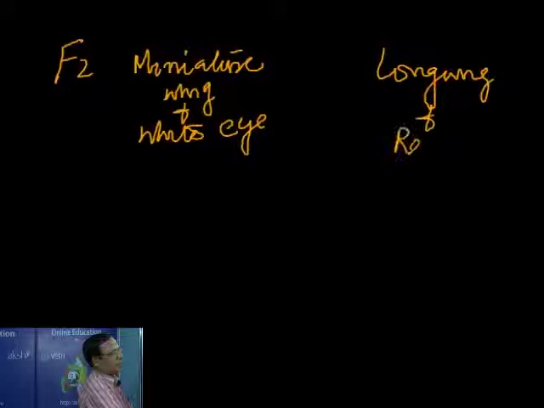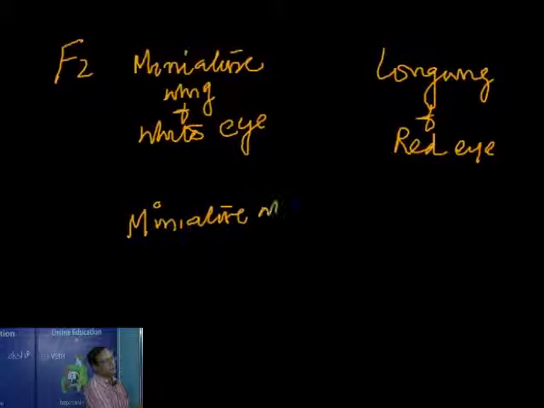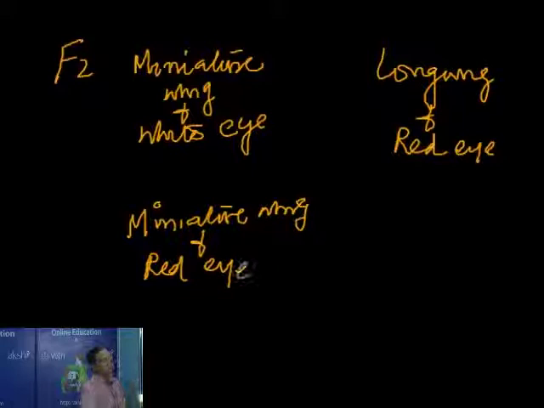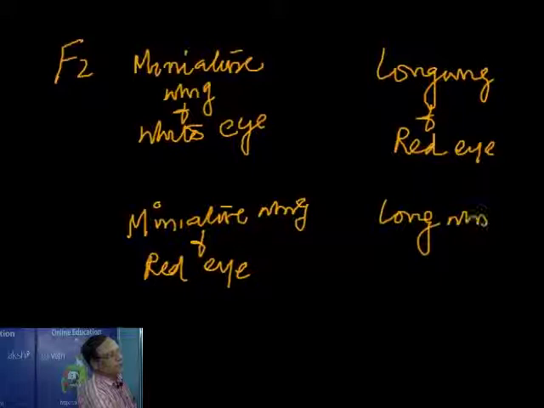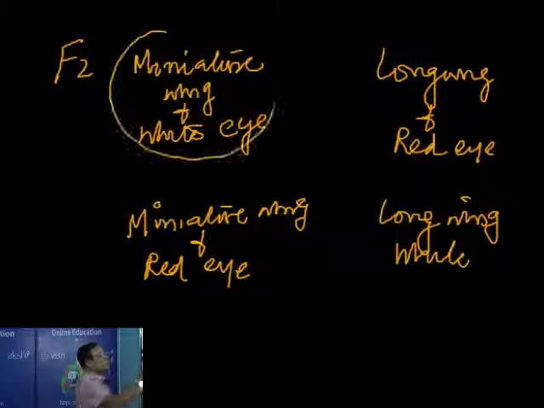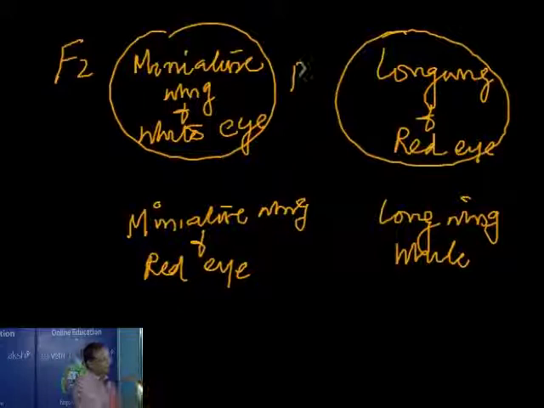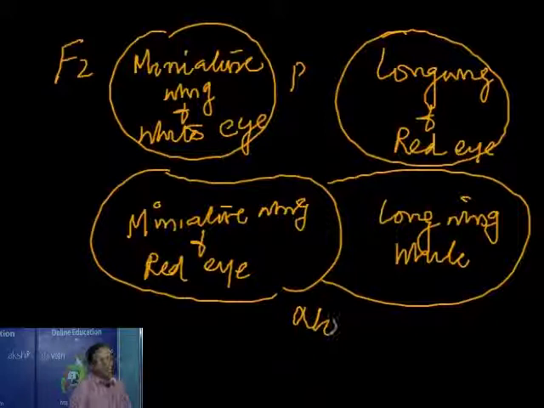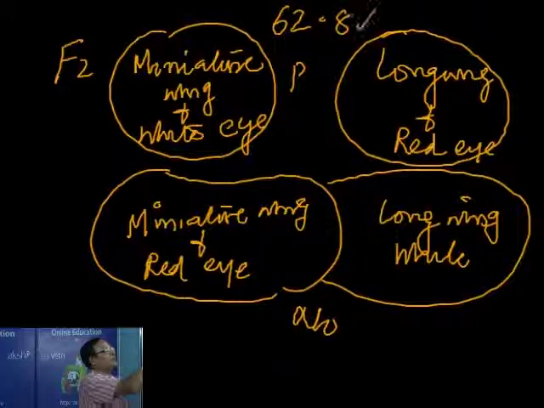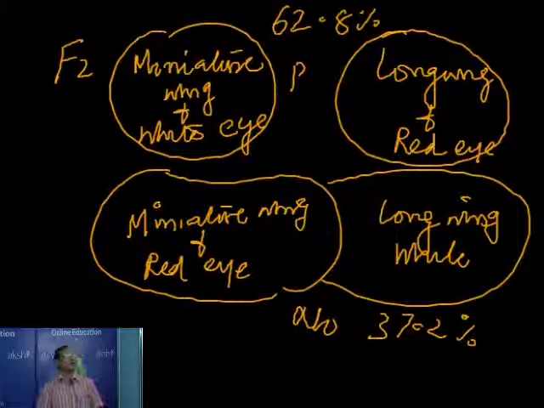Then the other two combinations are miniature wing and red eye, and long wing and white eye. Now these two are the parallel combinations we started the experiment with, and these two are the non-parallel combinations. Now what is the percentage of recombinant varieties? Here he obtained 62.8% parallel varieties, and the remaining 37.2% form the recombinant varieties. In the previous case we received only 1.3% recombinations and 98.7% parallel varieties.